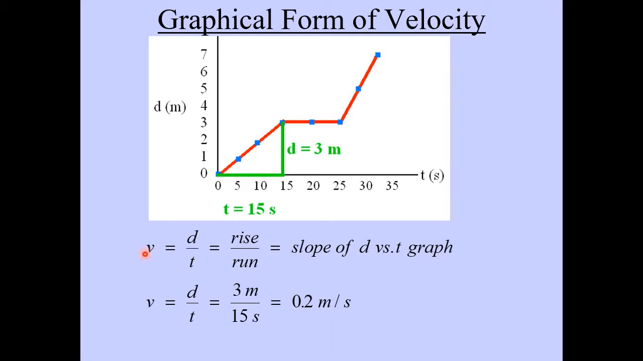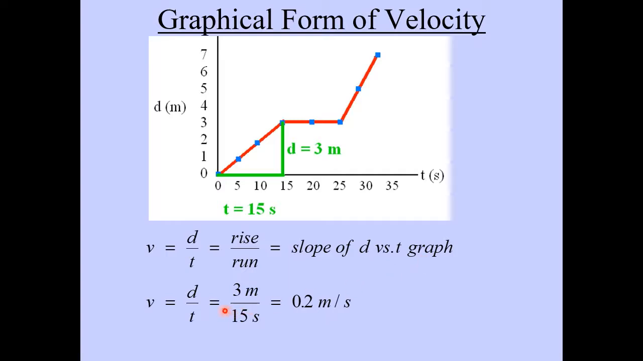So we see that velocity is equal to the rise over the run of the curve, or the path on the graph. And you'll remember from math class that rise over run tells us the slope. So this is sort of an important result. The speed or velocity of an object is equal to the slope on the distance versus time graph.